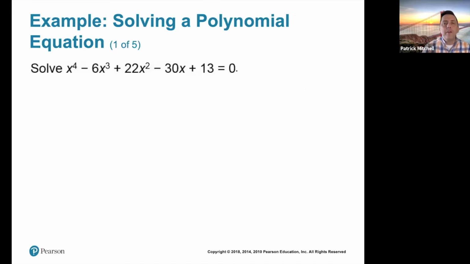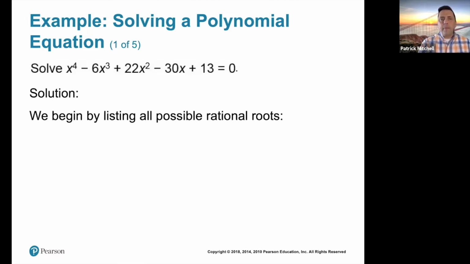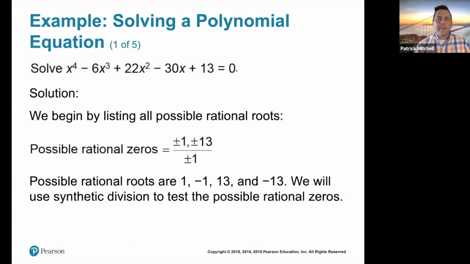All right, so this example is kind of similar to the last one. This might be a good one for you to pause the video and try this one. We're going to solve the equation x to the 4th minus 6x to the 3rd plus 22x squared minus 30x plus 13 equals 0. All right, so we will start, just like last time, by listing all of our possible rational roots. And those would be plus or minus 1, plus or minus 13.